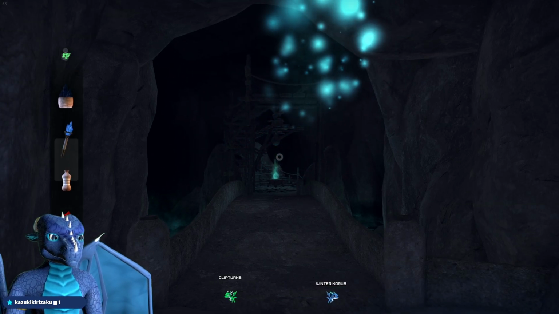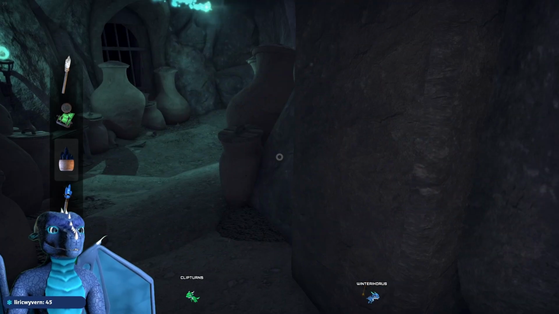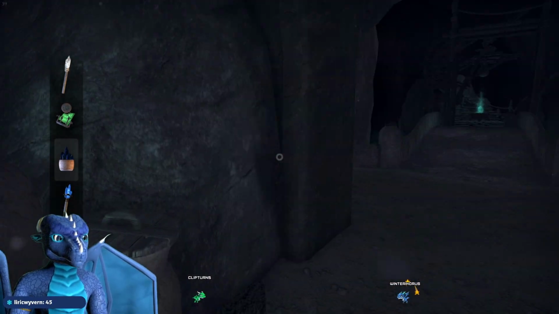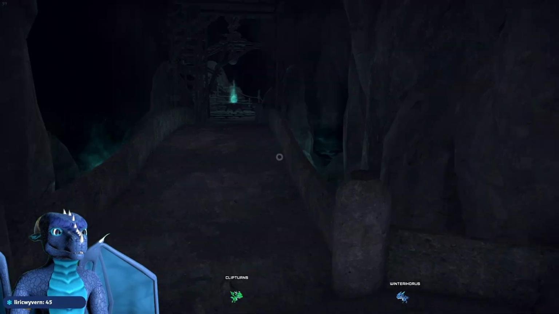Okay. Well, I got some blue crystals. Now I just need to turn it into powder? Or can I just throw the blue crystals in there?